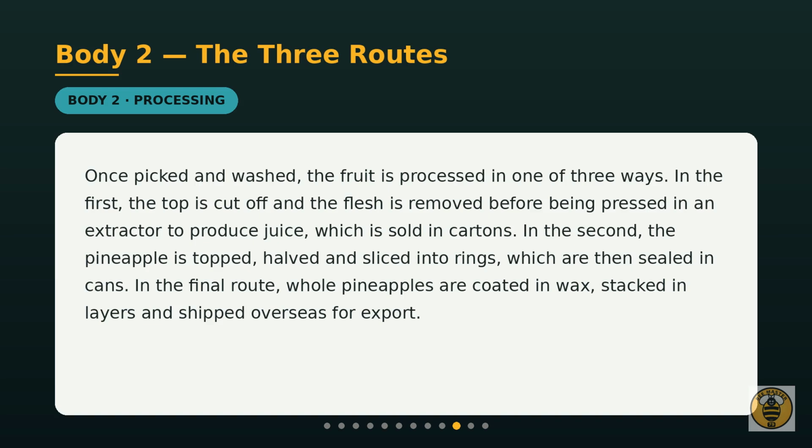Body 2 describes the 3 routes. Once picked and washed, the fruit is processed in one of 3 ways. In the first, the top is cut off, and the flesh is removed before being pressed in an extractor to produce juice, which is sold in cartons. In the second, the pineapple is topped, halved and sliced into rings, which are then sealed in cans. In the final route, whole pineapples are coated in wax, stacked in layers and shipped overseas for export.